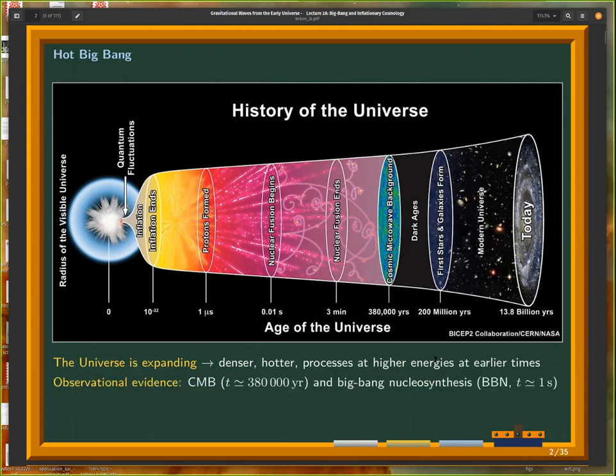We have clear observational evidence for this picture provided by the CMB, the decoupling of photons, roughly 380,000 years after the Big Bang. And we can also measure the primordial abundances of light elements that have been created right after the Big Bang in the process called primordial nucleosynthesis or Big Bang nucleosynthesis, which you can also see here in this little cartoon. That roughly took place starting around 1 second after the Big Bang and lasting up to 2-3 minutes.